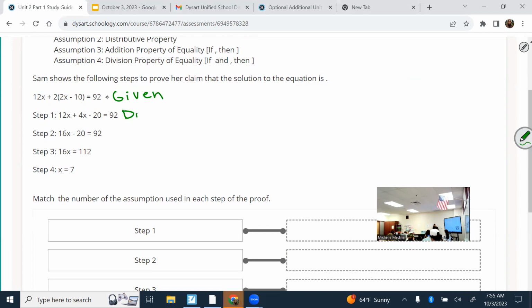She distributed. That's what I say to do. Like every time you see it in a problem, do that first. There could be other ways to solve still that you might see on your test, but to me that is always step 1. So that distributive property was assumption 2, right? So I'm gonna make sure that I put assumption 2 with step 1.